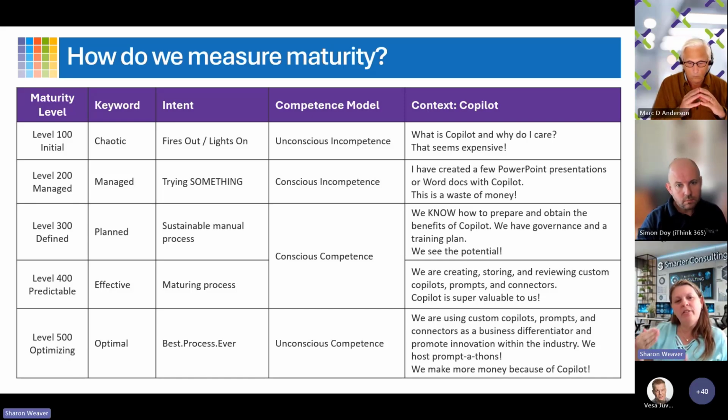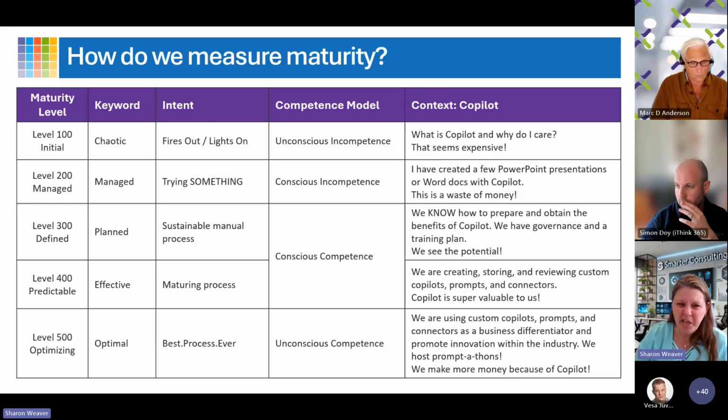When you start getting up into level 300, people have started to think, I know what I'm doing, I'm under control, I have sustainable processes, I kind of know what to expect. Okay, I think we understand what Copilot is. We're prepared to budget for it. We're prepared to measure what's going to happen out of it a little bit, maybe not a lot, but a little bit. And we're okay about getting the benefits out of this. We have a basic governance and training plan to roll it out. And ultimately, we see the potential. We're not entirely sure, but we see the value, and we see this as a good investment.